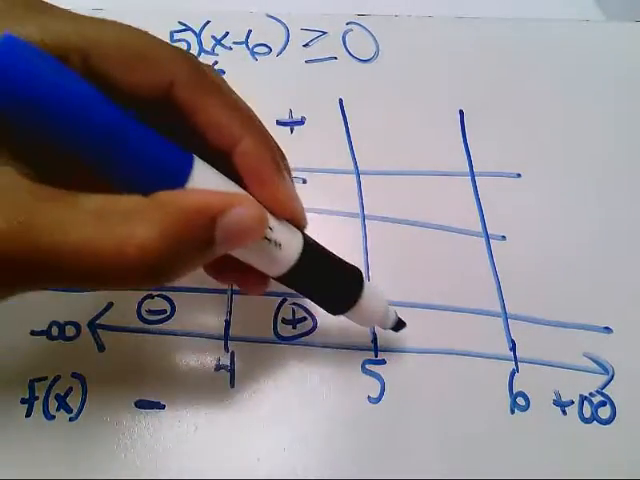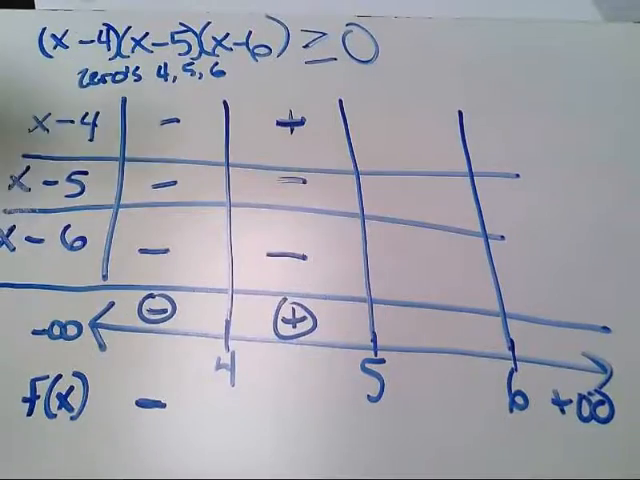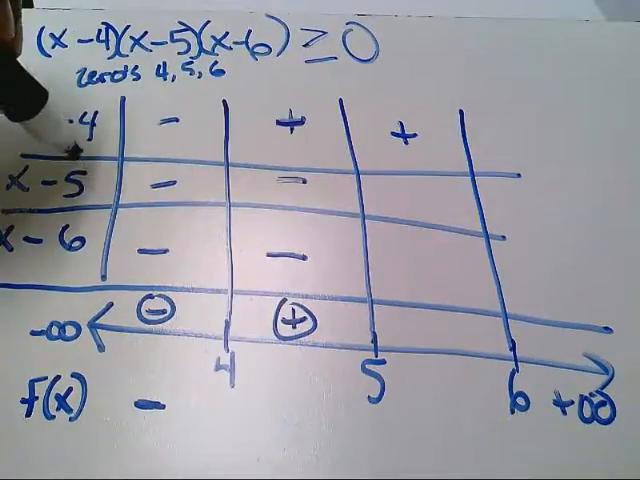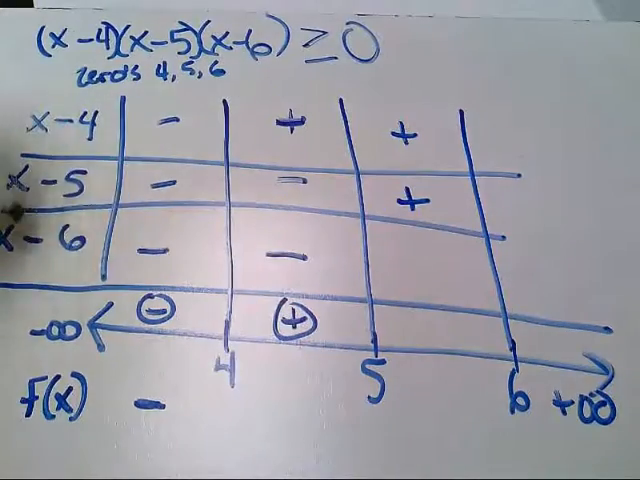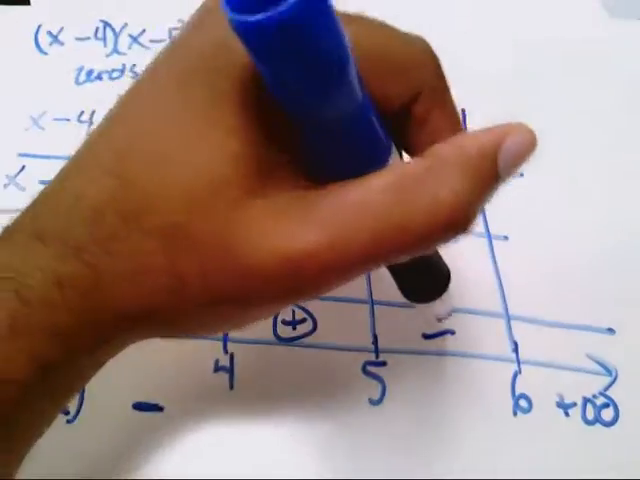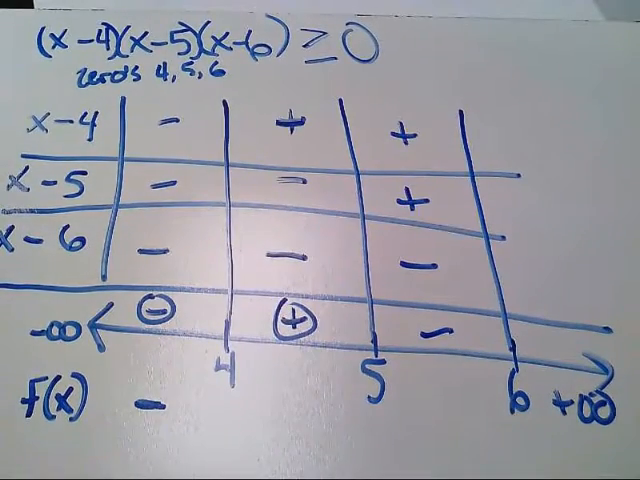Now we choose a number between 5 and 6. That can be 5.5. 5.5 minus 4 will be positive. Minus 5 will also be positive. And then minus 6 will be negative. So this section of the function is going to end up being negative.